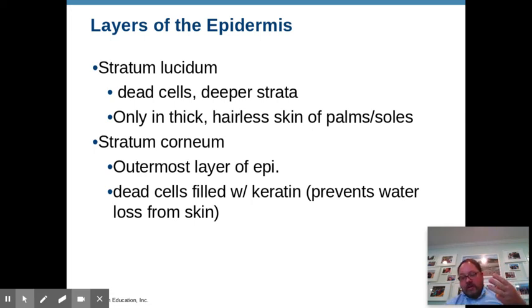So if we want to think of the epidermis, the outer layer of skin, we have 3 layers. Basale at the base where cell division is happening, lucidum in the palms and soles for some extra protection, and then corneum on the outside, which is what we see, which is the dead waterproof stuff.